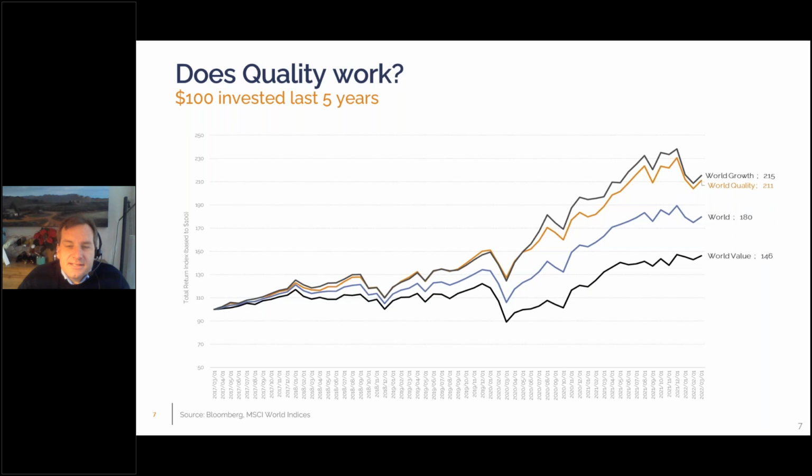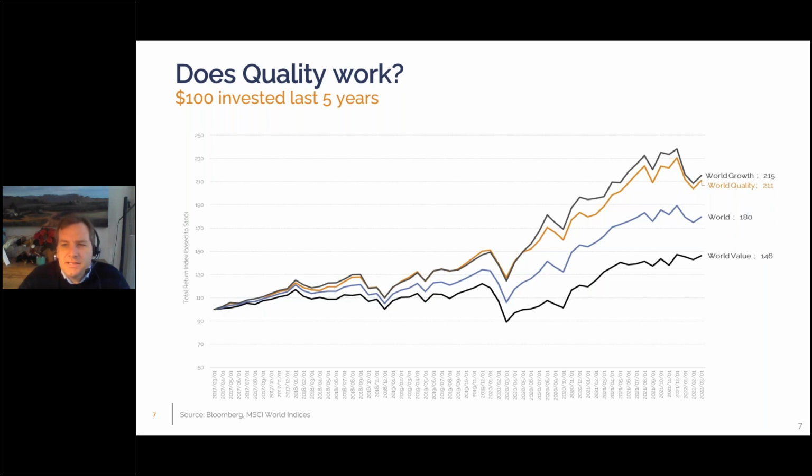So with that, let's look at real world facts. Let's look at the numbers. So what I've got here are some indices of the last 5 years. $100 invested over the last 5 years in the MSCI World Index, the Value Index, the Quality Index, and the Growth Index. So these are fundamental indices, or some would call them maybe a bit of smart beta, but they're rules-based indices.